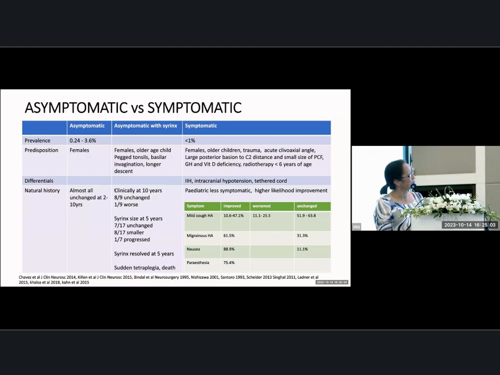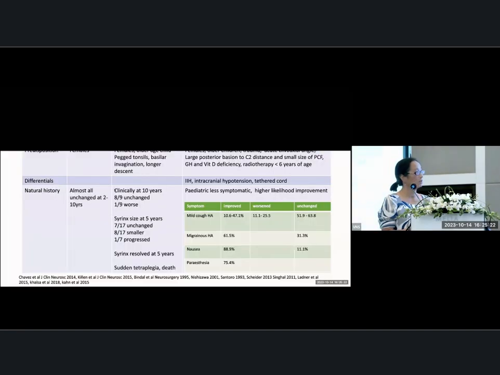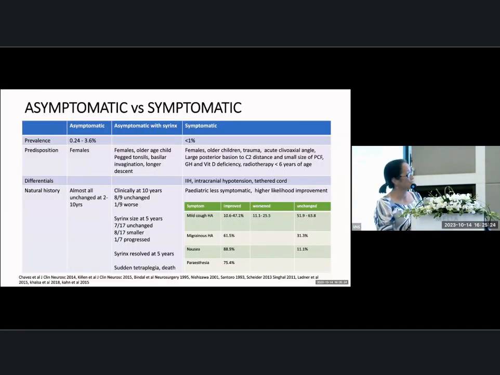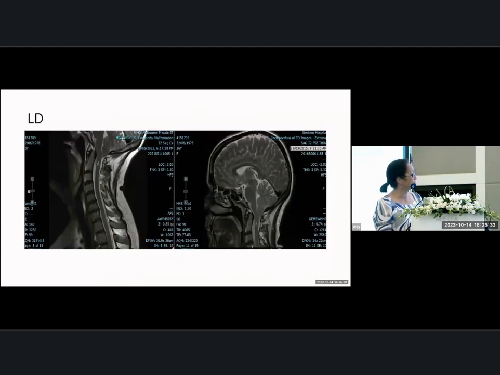If you are symptomatic and you're pediatric, it's more likely they're going to be less symptomatic with time, and there's a higher likelihood of improvement. So usually the symptoms of headaches improve with time. Occasionally they worsen. But a lot of the time they're unchanged, along with a lot of the other common symptoms as well.